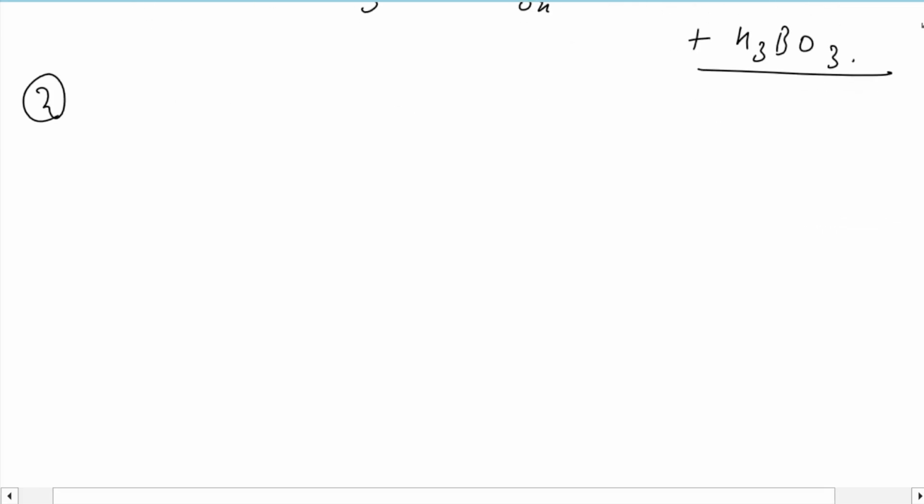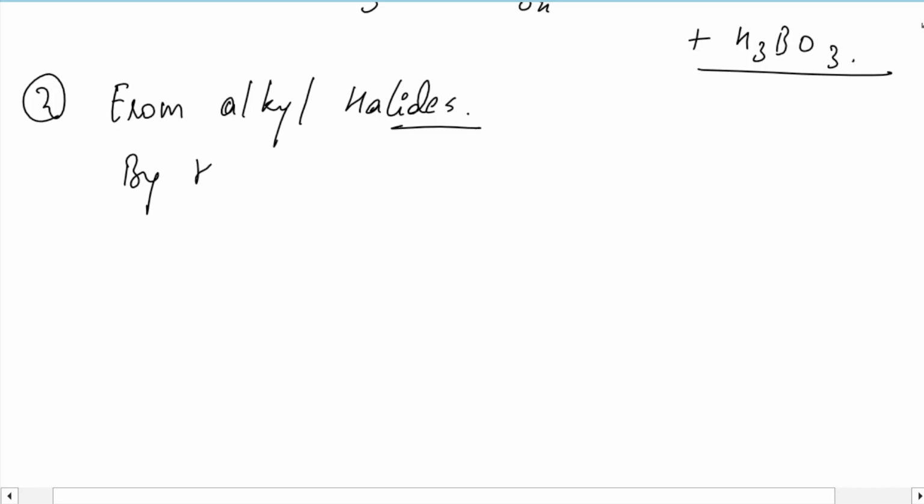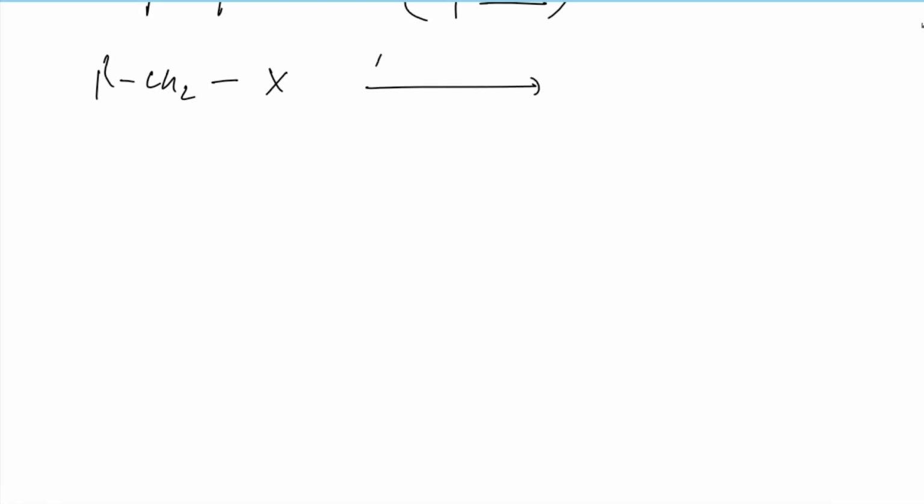Second is from alkyl halides. Okay, that's by their hydrolysis. And the reagent used here is aqueous KOH. So let's see how it happens. RCH2X reacts with aqueous KOH, and this forms RCH2OH.